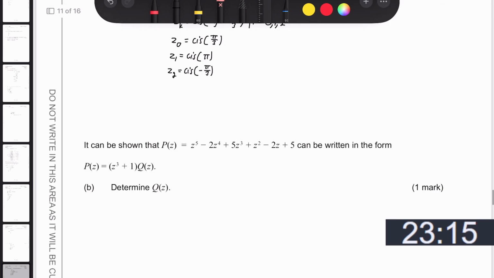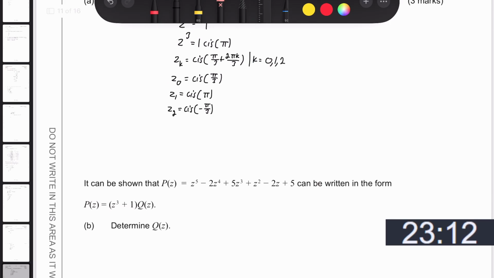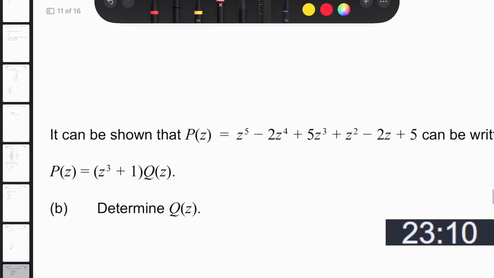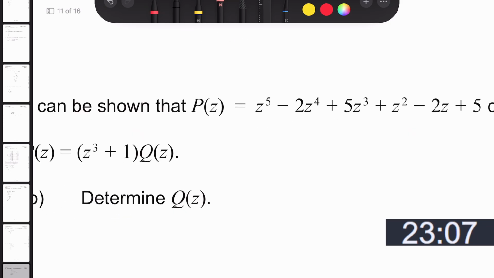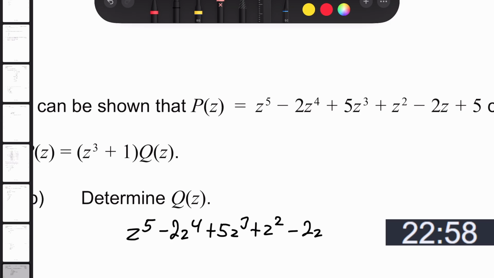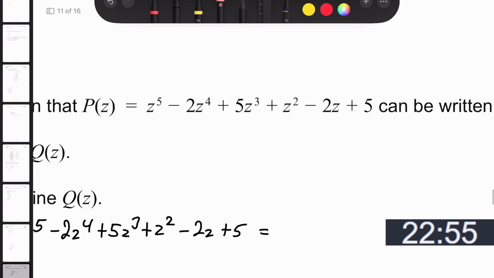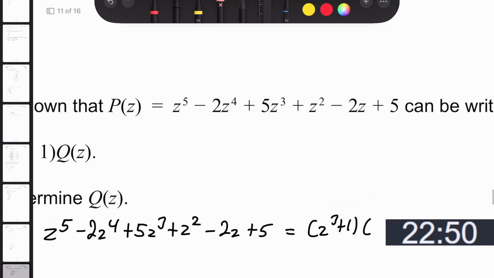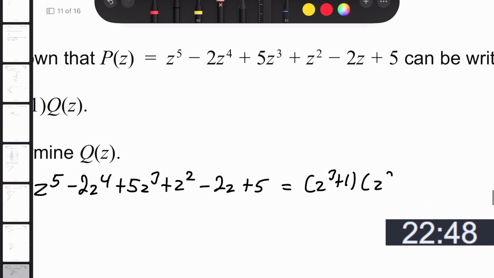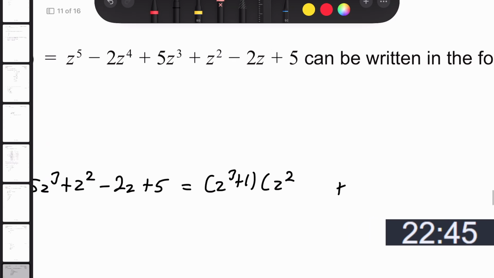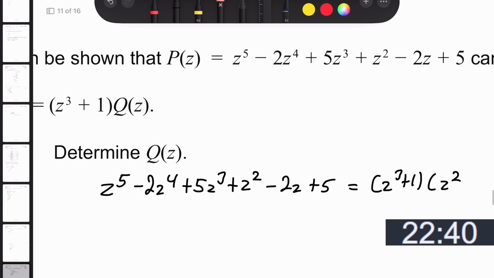To be shown, the p of z can be written, determine q of z. So z to the power of 5 minus 2z^4 plus 5z^3. Why is this one mark? z squared minus 2z plus 5 is going to equal z to the power of 3 plus 1 times something. We're definitely going to have a z squared. Definitely going to have a 5. And then plus a of z.